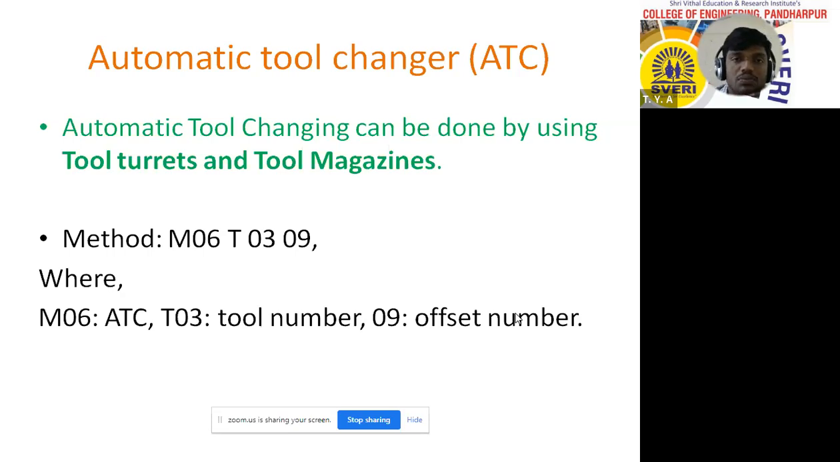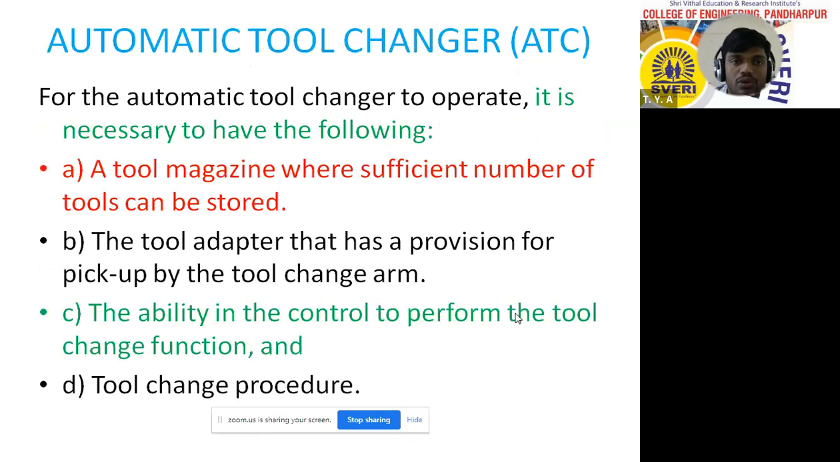So this is one of the examples of what actually the meaning of the tool changer is. With the help of the tool magazine and tool turret we can change the tool. Okay. So for the automatic tool changer to operate, it is necessary to have the following sub things. We can see one by one the necessary things for the automatic tool changing machine.